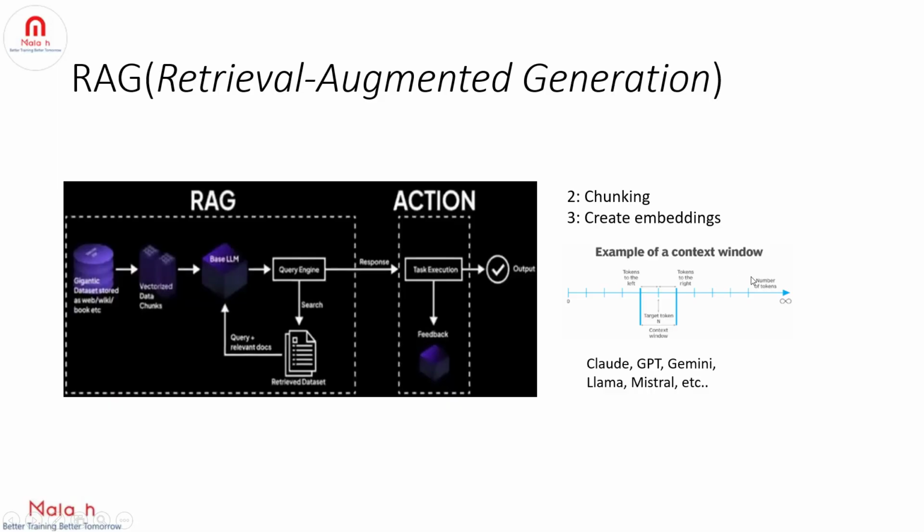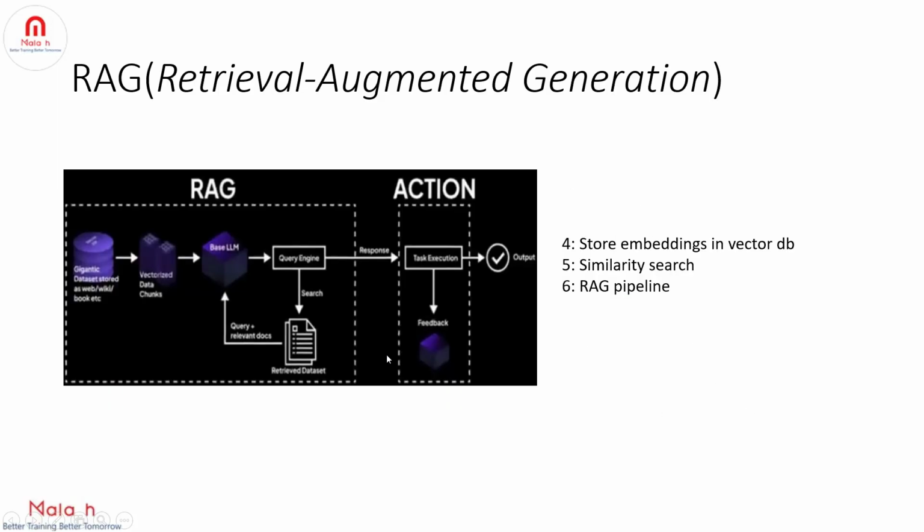We can surpass this context window limitation and still be able to process the input document even though the document is large, because we are chunking the input document, creating the embeddings and processing. The next step is we have to store those embeddings somewhere. So all these embeddings we will store in a vector database.